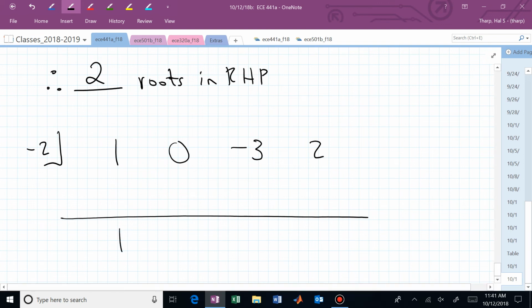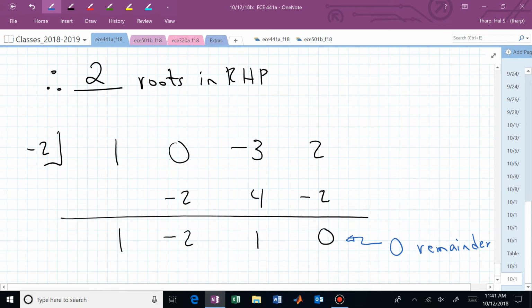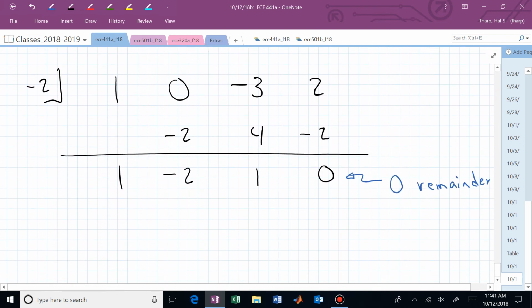So now I drop down the 1, I multiply 1 times minus 2, I have a minus 2, I combine 0 and minus 2, I have a minus 2. I have minus 2 times minus 2, or a 4, I add that term to get a 1. I have 1 times minus 2, and that gives me a minus 2, and I have a 0 here, so I end up with a 0 remainder. So in fact, s equal to minus 2 does give me a root of that original polynomial.